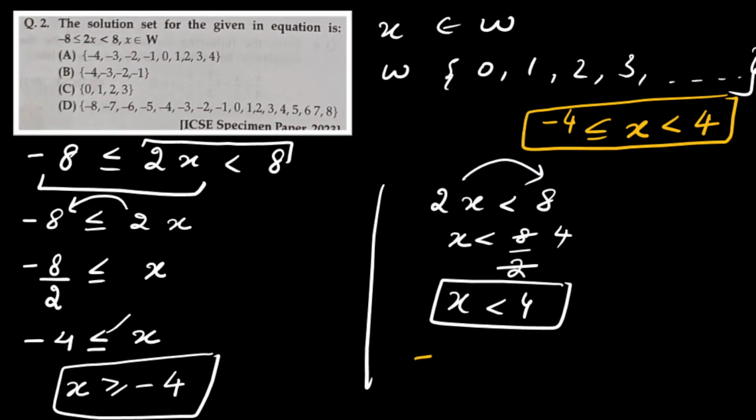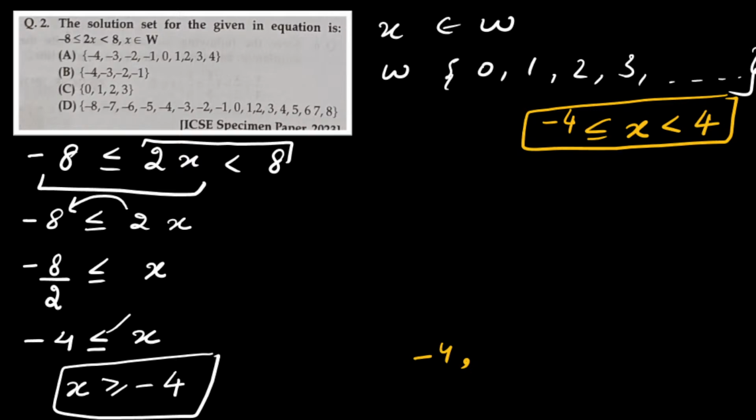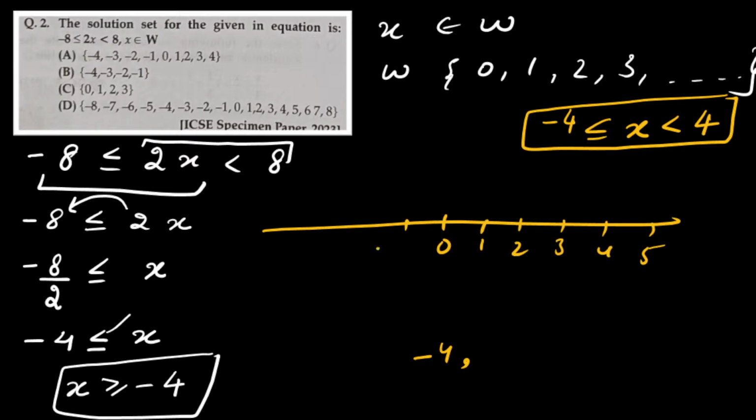See, minus 4 is there. Then after minus 4, if we see the number line, from the number line we can easily figure out, because number lines are very important for this chapter. On the number line we have 0, 1, 2, 3, 4, 5 and minus 1, minus 2, minus 3, minus 4. So this is the number line. 0 is there in the center, on the right side positive integers, on the left side of 0 negative integers. So minus 4 is there, then minus 3 is also there.